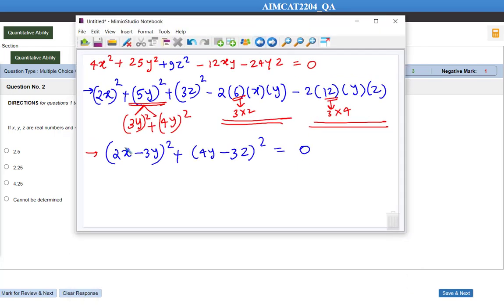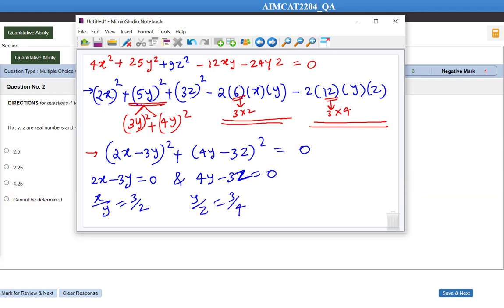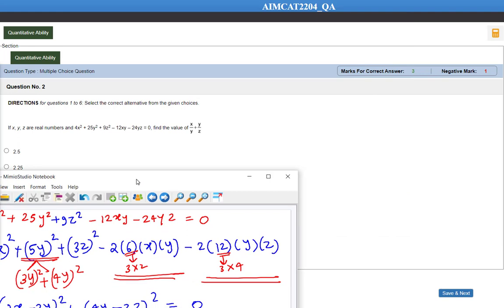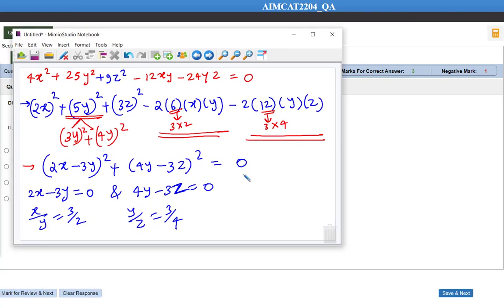Let me solve this further. From this we can say that 2x minus 3y has to be 0 and 4y minus 3z has to be 0. So we come to know that x divided by y is 3 divided by 2 and y divided by z is equal to 3 divided by 4. Now what we are supposed to find is x divided by y plus y divided by z, so 3 divided by 2 plus 3 divided by 4.